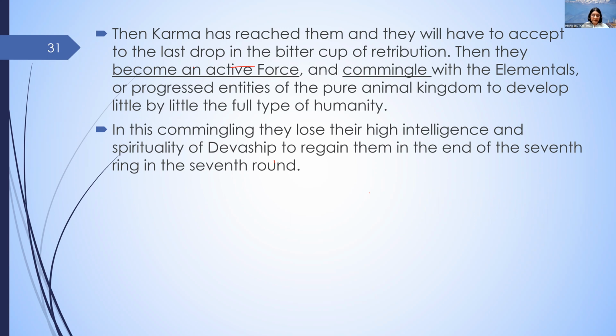Then they become an active force and commingle with the elementals or progressed entities of the pure animal kingdom to develop little by little the full type of humanity. In this commingling, they lose their high intelligence and spirituality of devship to regain them in the end of the seventh ring in the seventh round. So now the new solar system has started forming.